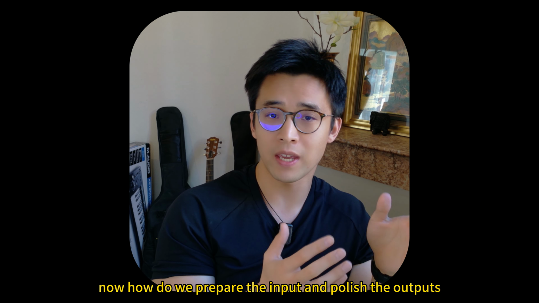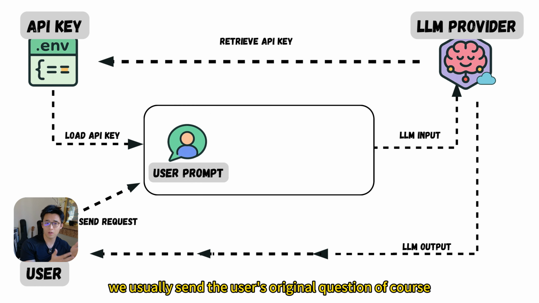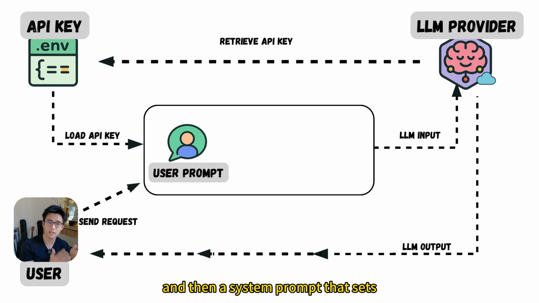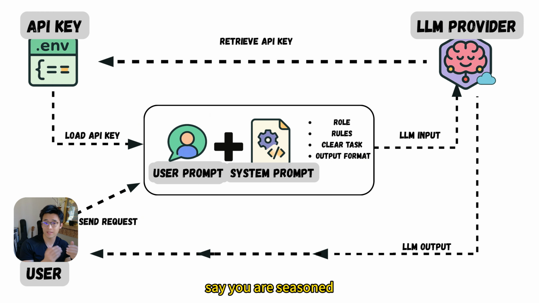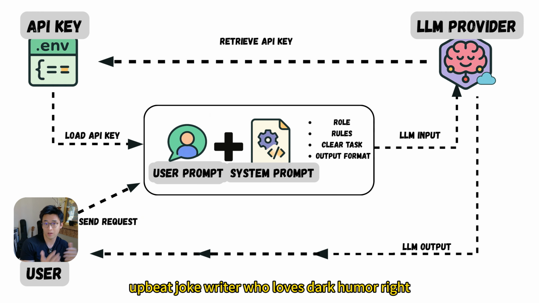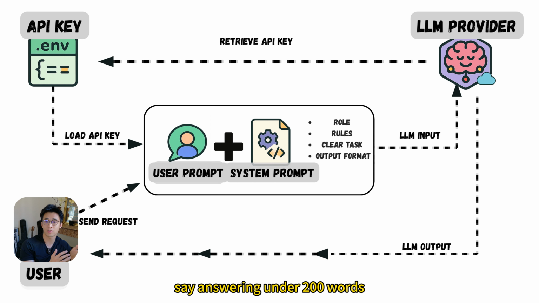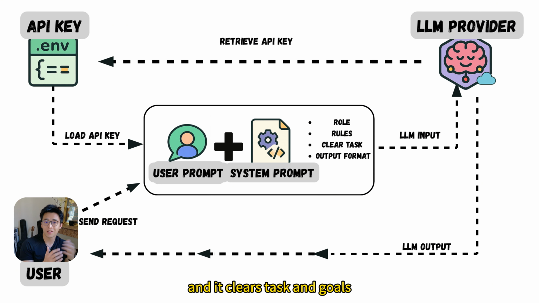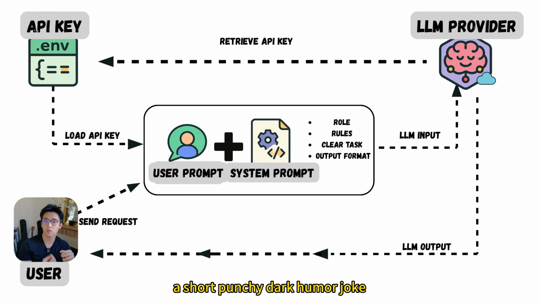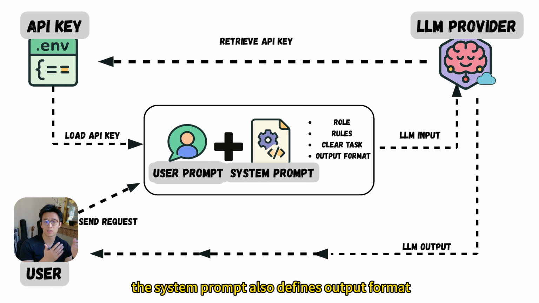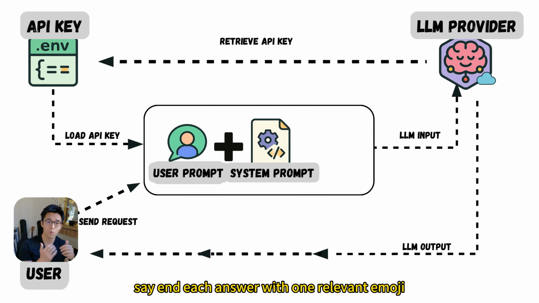Now, how do we prepare the input and polish the outputs? We usually send the user's original question, of course, and then a system prompt that says first the rules and functionality. Say you are a seasoned, upbeat joke writer who loves dark humor, right? The system prompt also sets rules and boundaries, say answering under 200 words. It also clarifies tasks and goals. For example, your job is to produce a short, punchy dark humor joke. And the system prompt also defines the output format. Say, end each answer with one relevant emoji.